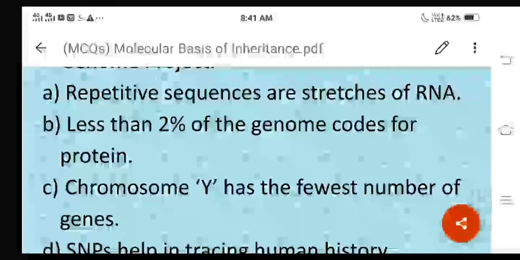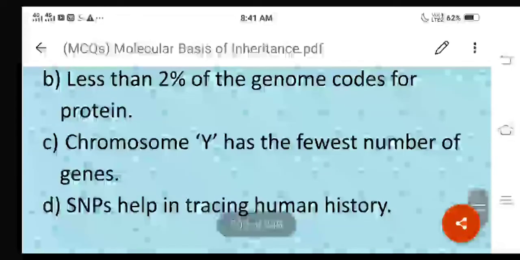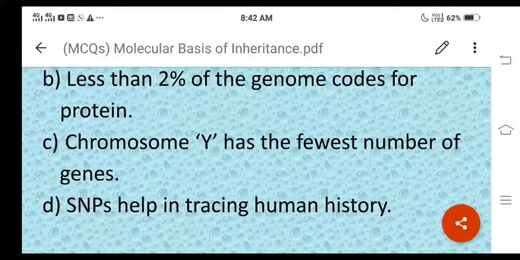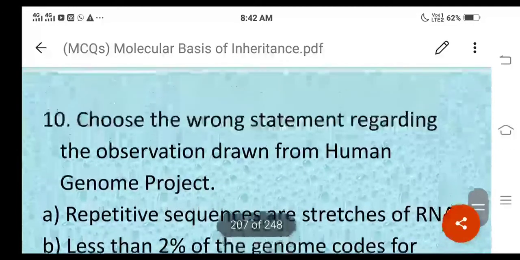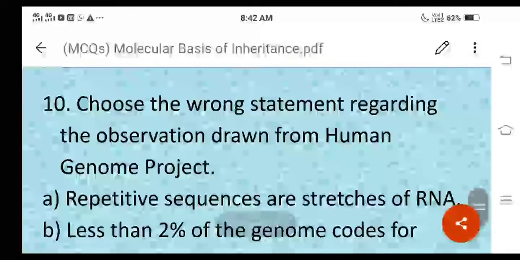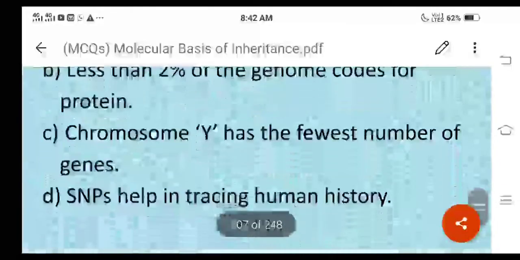Then the fourth one is SNPs help in tracing human history. This is also correct. SNP stands for single nucleotide polymorphisms, and they help in tracing human history. All these statements are correct, but only one is wrong. Which is that wrong statement? Option A, because repetitive sequences are stretches of DNA, not RNA. So option A is the correct answer.